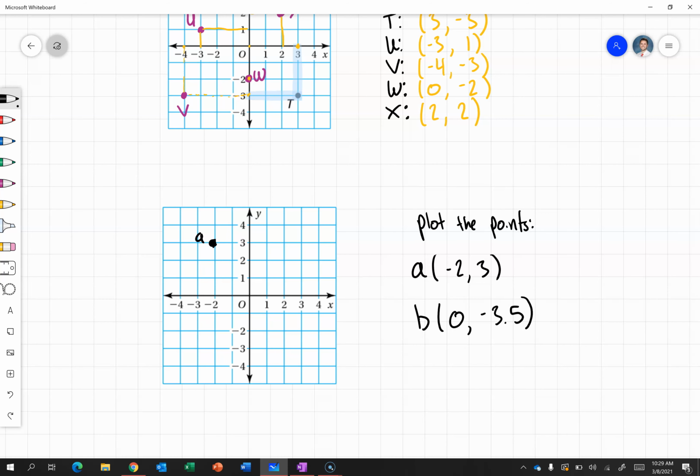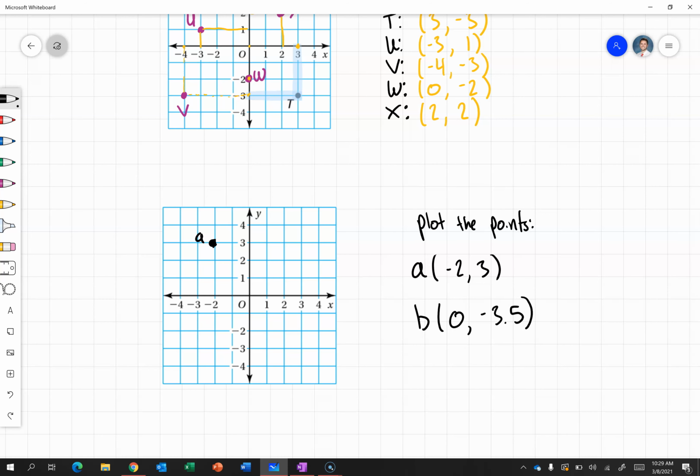Then we've got point B, which is going to be at 0 on the x-axis. That's my origin, right in the middle, the intersection of all of these. And negative 3.5. Negative 3.5 isn't labeled on my graph, but I know that it'll be halfway between negative 3 and negative 4. So once again, I know that my x is at 0, so that's right here.